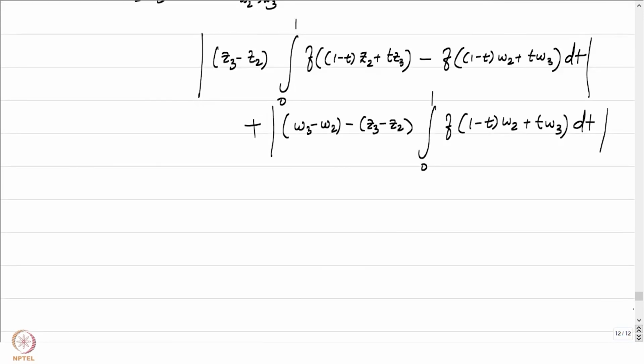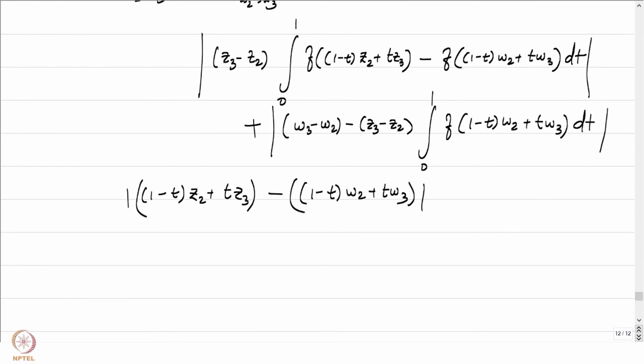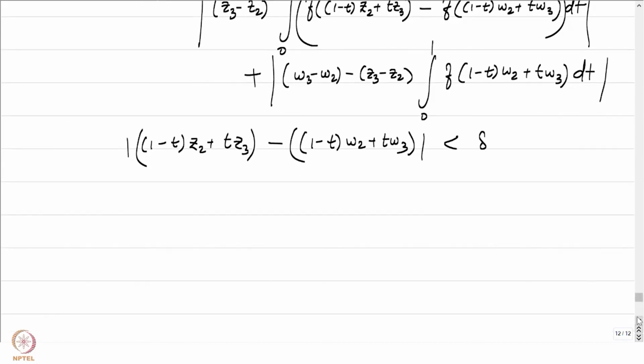Now we are in good shape, because if you look at 1 minus t times z2 plus t times z3 minus 1 minus t times w2 plus t times w3, this is less than delta. Therefore, this quantity in the brackets is going to have absolute value less than epsilon. So this is less than or equal to mod of z3 minus z2 times epsilon times 1 minus 0, which is 1.